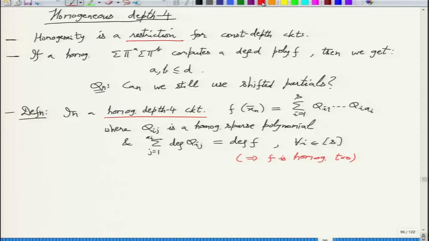A sparse polynomial is basically sigma pi. So formally, we can also think of this as the sigma pi model. It's a sum of products, and as many products as you have, that is the size of Qij. So Qij's are depth 2, and then you multiply them and add them, so you get depth 4.